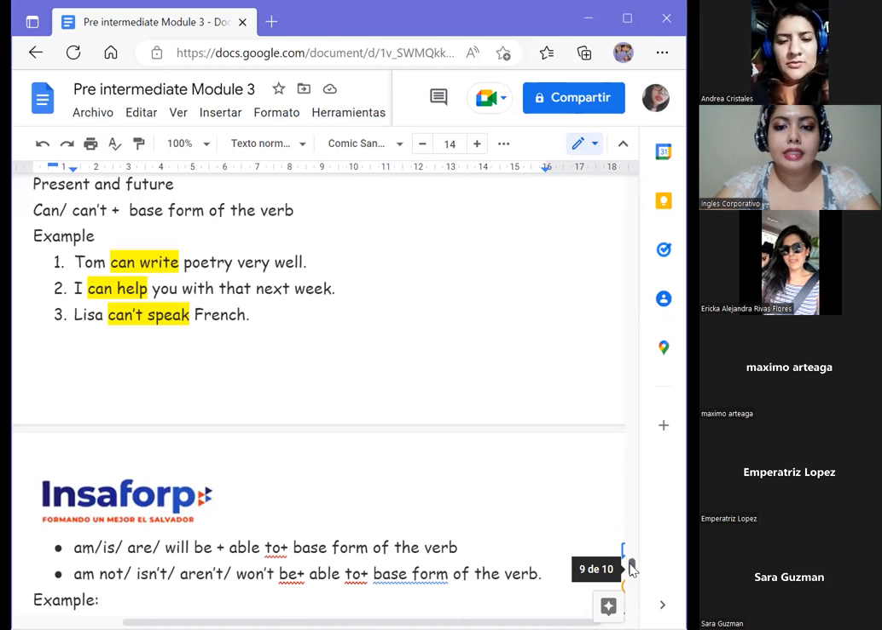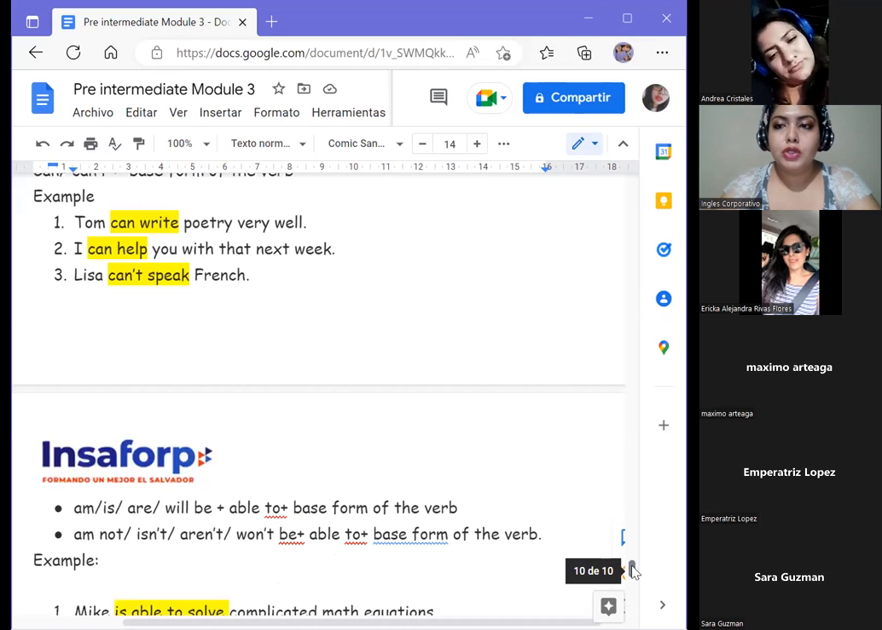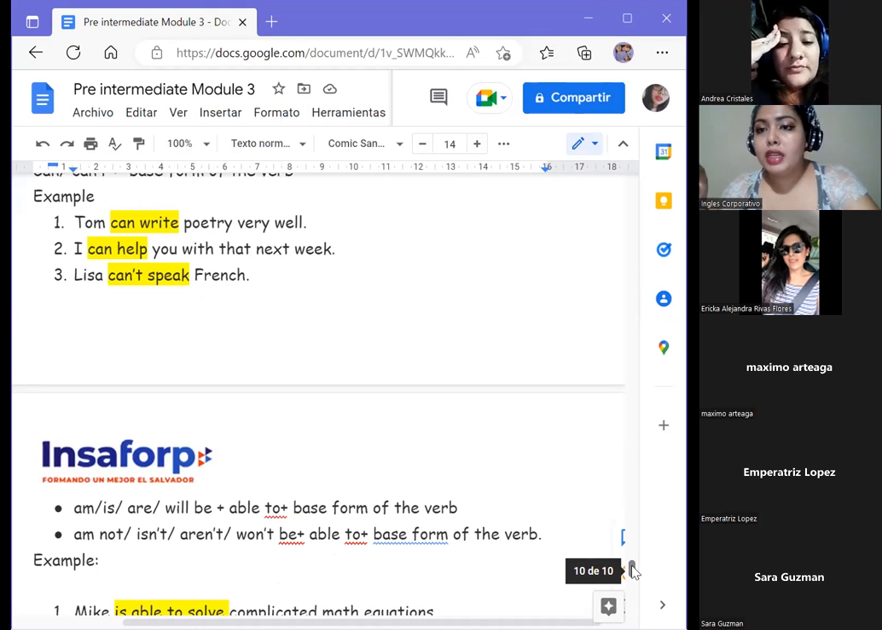En la siguiente, que es able to o be able to, ser capaz de, vamos a utilizar el verbo to be. Am, is, are, positive and negative. Then we are going to use will be for present or positive, I mean, and won't for negative.